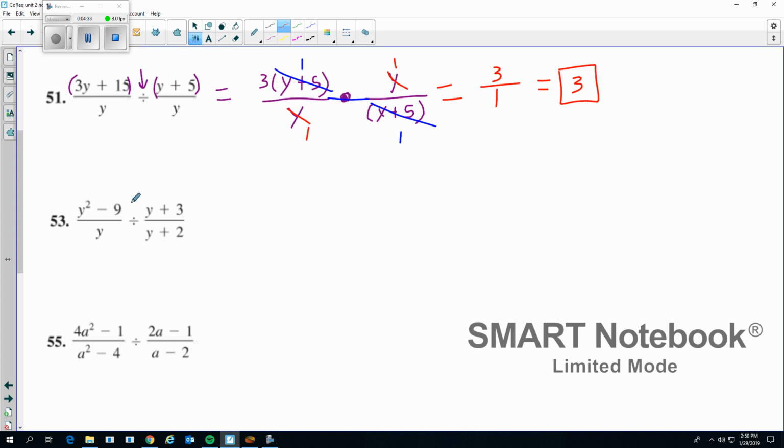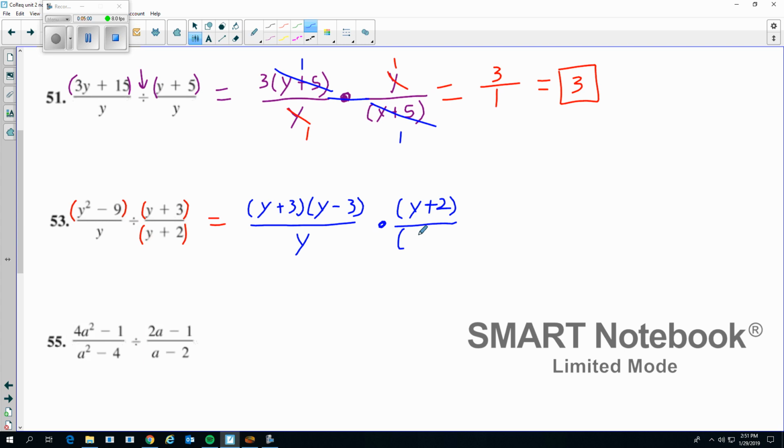All right, as we move forward, it's just more of the same. I'm going to put these in parentheses. On top, once again, I might as well factor now. That'll be y plus 3, y minus 3, all over y. Then we're going to change that to multiplication. The y plus 2 pops to the top, and the y plus 3 goes to the bottom right here.